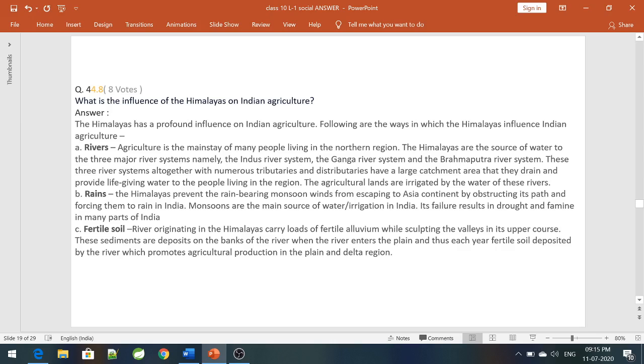Fertile soil. Rivers originating in the Himalayas carry loads of fertile alluvium soil, while sculpting the valleys in their upper course. These sediments are deposited on the banks of the river when the river enters the plain, and thus each year fertile soil is deposited by the river, which promotes agricultural production in the plains and delta region.